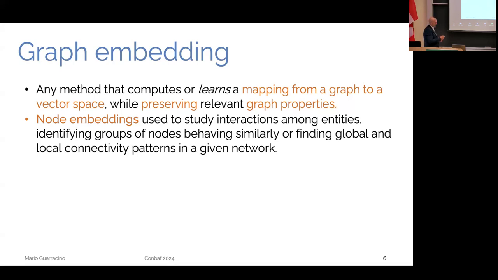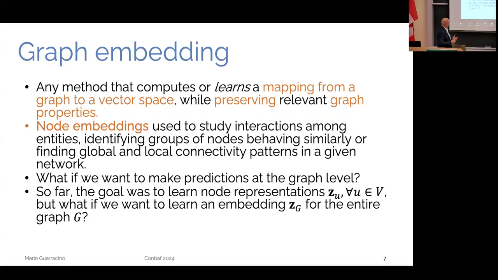We have already said that node embeddings are used to study interactions among entities, and that there are several applications. But what happens if we want to make predictions at the graph level? What happens if we want to learn a representation, a vector, not of every node, every vertex in a graph, but rather a representation of a graph in itself? So now we want one vector for each graph.